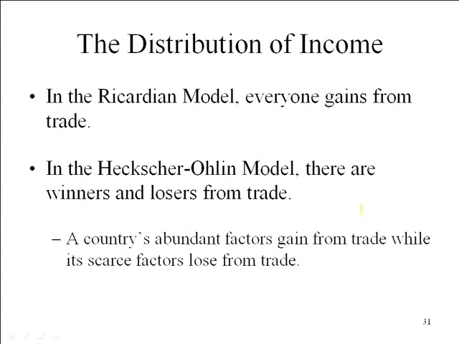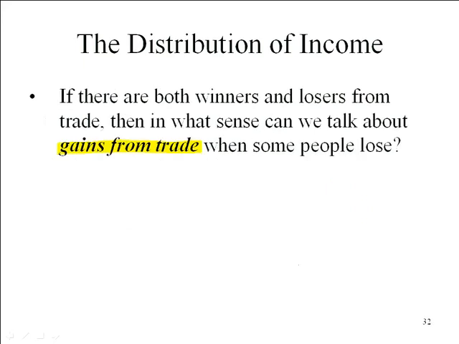In a Heckscher-Ohlin model, it's slightly different. The real incomes of the abundant factor have increased, but the real incomes of the scarce factor have actually gone down. So now, all of a sudden, we have winners and we have losers from international trade. Winners and losers. So how do we talk about gains from trade when we have some people who lose? Now, we'll talk about this in much more detail a little bit later. I want to skip ahead a slide.